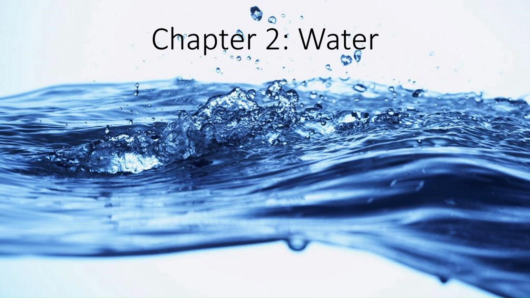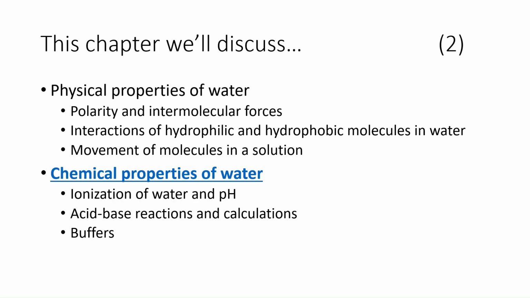All right, now we're ready to cover the second part of Chapter 2 on water. This time we're going to discuss the chemical properties of water. So we're going to talk a little bit about three different topics: the ionization of water and pH. Then we'll discuss acid-base reactions and some calculations for that. And then finally we'll talk a little bit about buffers.